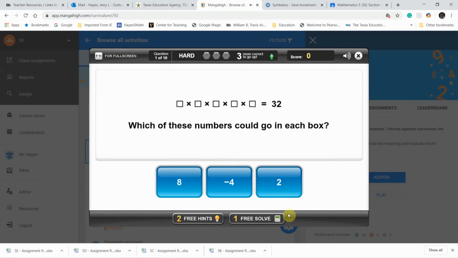Which of these numbers can go into each box? What times itself 5 times will equal 32? Well, 2 times 2 is 4. 2 times 4 is 8. 2 times 8 is 16. And 2 times 16 is 32. So that answer would be 2.